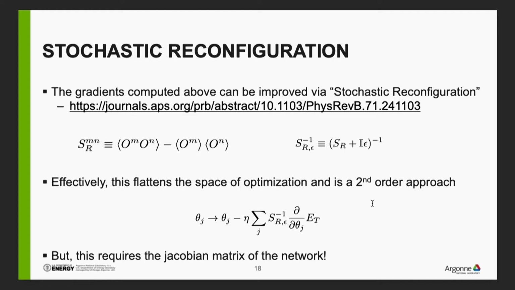So just changing one small parameter doesn't give you the kick in the gradients that you expect. You get some second order effect coming from this normalization change. This algorithm, called stochastic reconfiguration, is a second order approach. It basically flattens the space of optimization so you don't have all of these weird effects. And you just compute this S matrix.